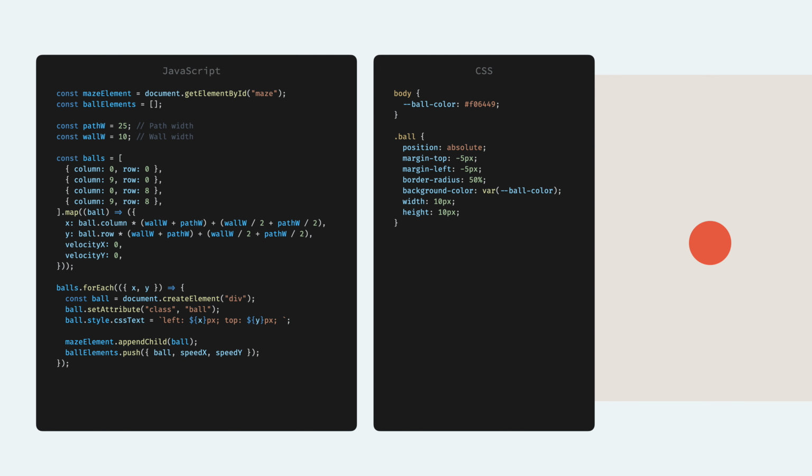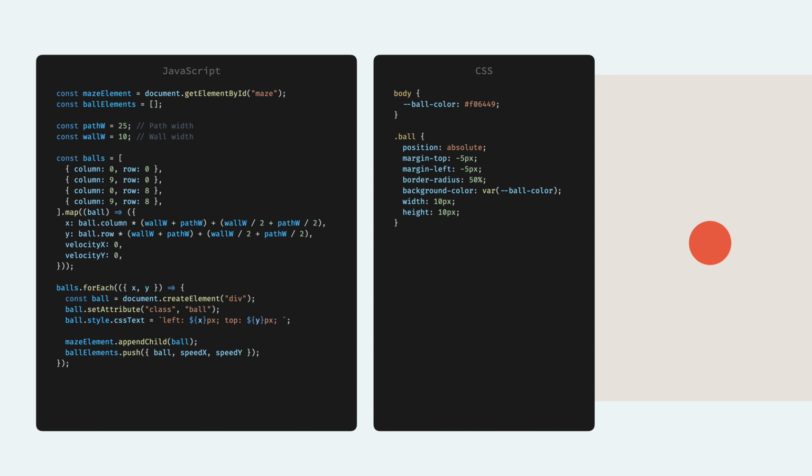Let's start with the layout real quick before we get to the hardcore calculations. In HTML, we have a maze element which is rather empty, and we will populate it with the walls and ball elements with JavaScript. In JavaScript, we have an array with the initial metadata of the balls containing in which row and which column are they at the beginning of the game. Then we map this array to the exact positions on the screen and extend the data with velocity. At first, the velocities are 0, as the balls are stationary.